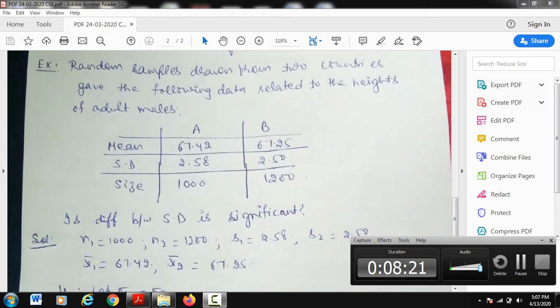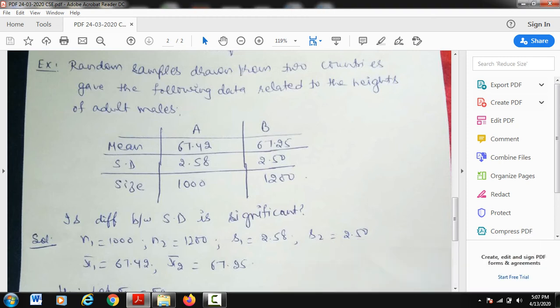Students, first of all, one sample size is 1000 and the other sample has 1200 observations, so it is a question of a large sample test. Moreover, we have to check whether the difference between the standard deviations of the two samples is significant or not. So we will apply the Z test here, because one application of the Z test is to check the difference of the standard deviations of two samples.